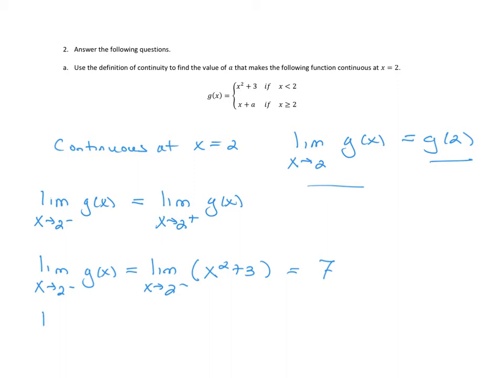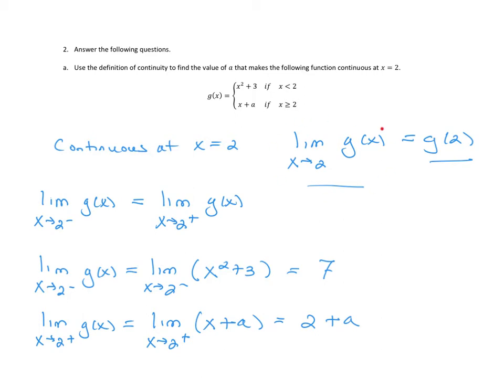Now the limit from the right, the limit as x approaches 2 from the right of this function, means we will use this part of the definition. So therefore, this is the limit as x approaches 2 from the right, and we have x plus a. Now here, we'll put 2 in place of x, and a is the thing we're trying to solve for.